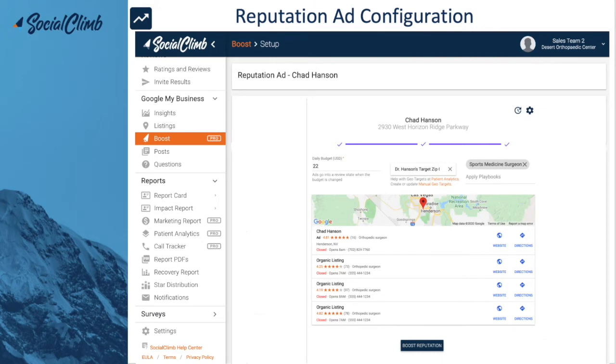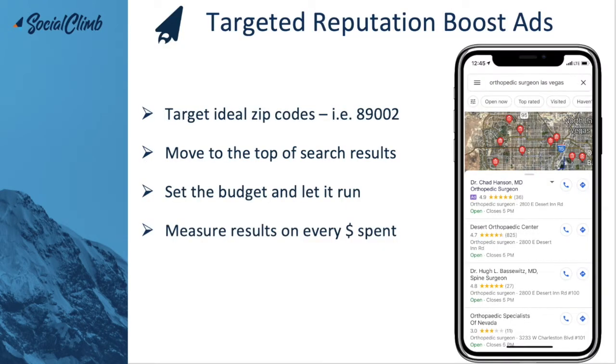The result is Dr. Hansen's great reputation, you can see here, moves to the top of the search result in zip code 89002 when somebody does a search for orthopedic surgeon. They did a search for knee surgeon, they did a search for some other sports injury related keyword set, Dr. Hansen would come to the top of that search result. And we're only spending here for Dr. Hansen in those 8 zip codes where he knows there's a lot of patients that he wants to attract into this particular office. So it focuses the ad spend in a very specific way.